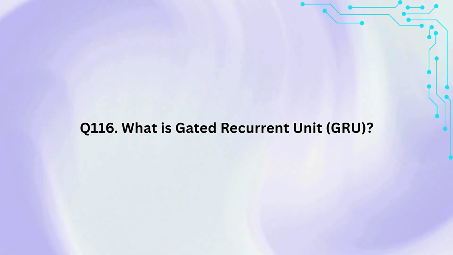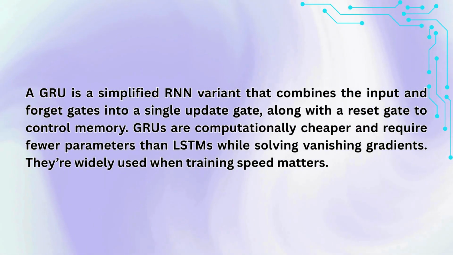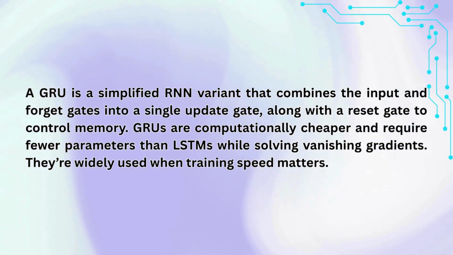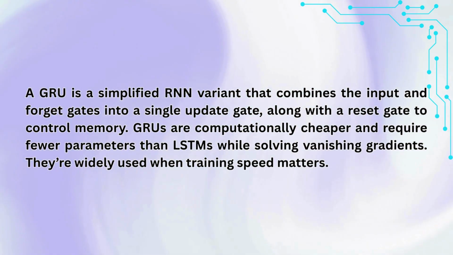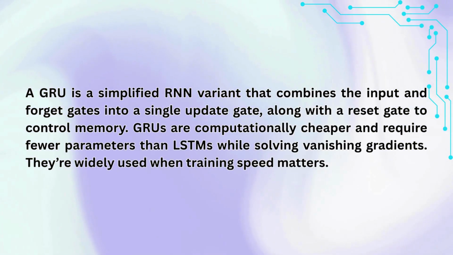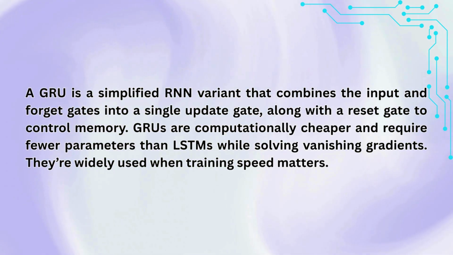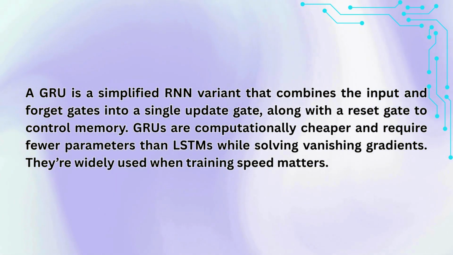What is a gated recurrent unit, GRU? A GRU is a simplified RNN variant that combines the input and forget gates into a single update gate, along with a reset gate to control memory. GRUs are computationally cheaper and require fewer parameters than LSTMs, while solving vanishing gradients. They're widely used when training speed matters.